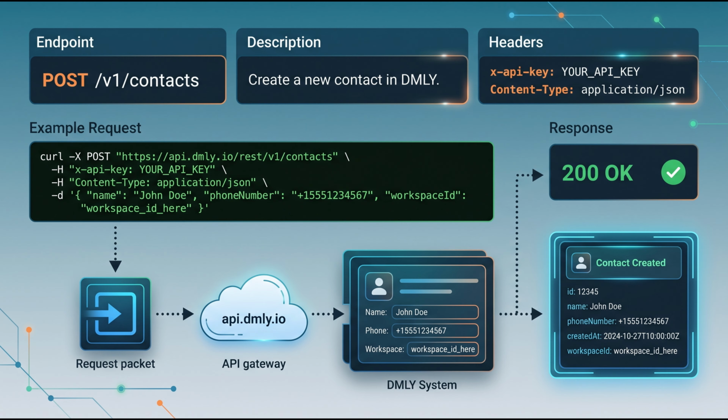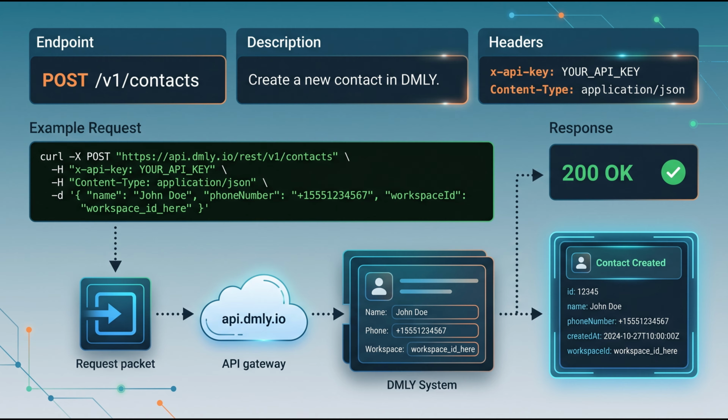Request body. The contact details are passed in the request body as a JSON object. At minimum, you'll typically provide the contact's name, their phone number in international format, and the workspace ID indicating which workspace the contact belongs to. Parameter: name. The name field holds the full name of the contact. For example, John Doe.